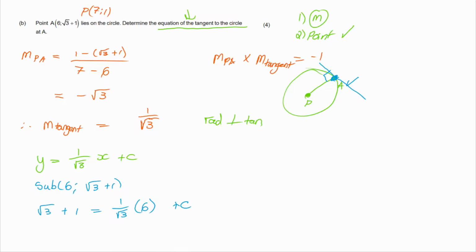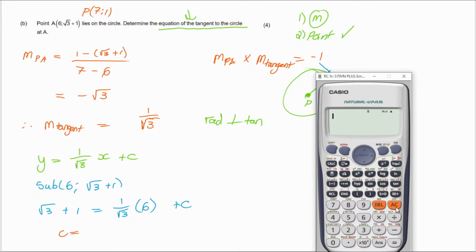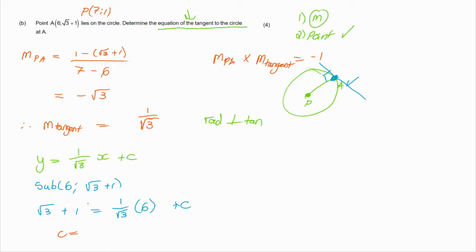Okay, so c is going to be equal to, if we move over to the calculator, root 3 plus 1, and then this thing is going to be minused by 1 over root 3 times 6. Okay, because when this goes across, it'll be a minus. So for c, I get 1 minus root 3. So c is equal to 1 minus root 3.